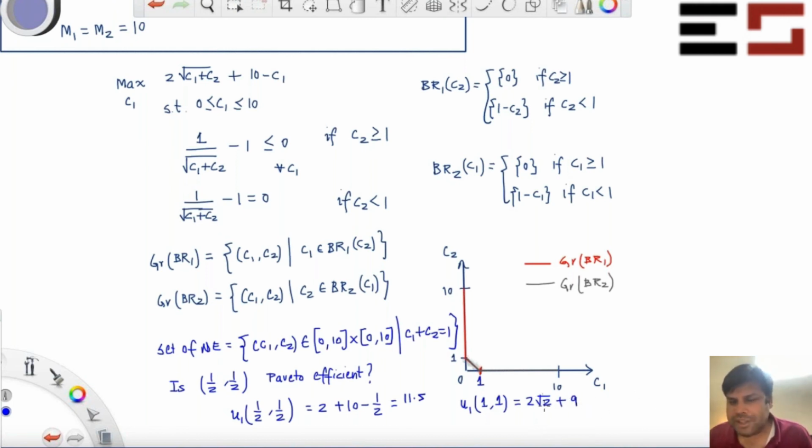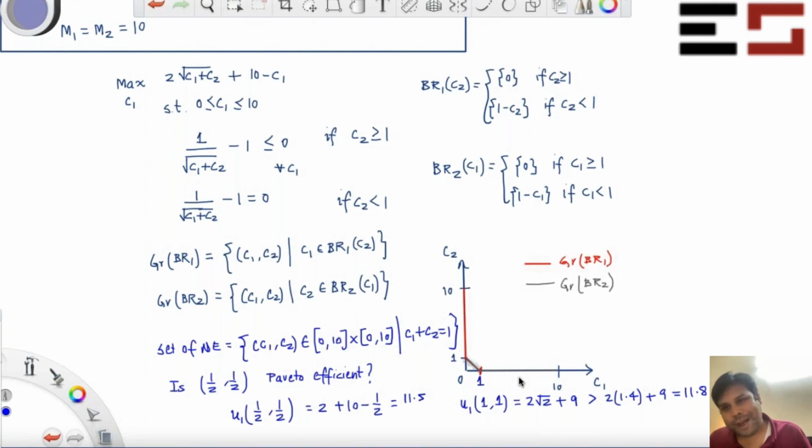Now notice that square root of 2 is definitely bigger than 1.4. Do you agree? So you are going to get 9 plus 2.8, which is 11.8. So 1 comma 1 is actually a Pareto superior action pair compared to half comma half. Is that okay?